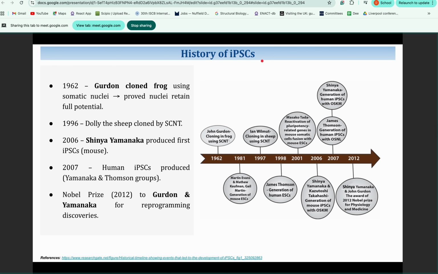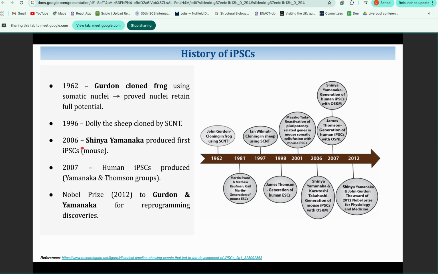Now what is the history of these? It began in 1962, when Gurdon cloned a frog using somatic nuclei and proved that the nuclei retain the full potential. In 1996, Dolly the sheep was cloned by SCNT.